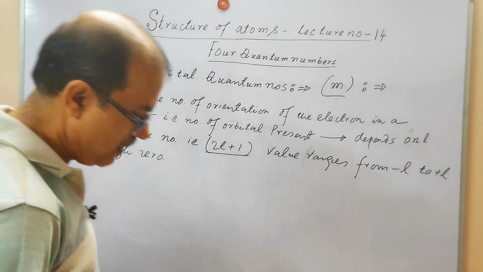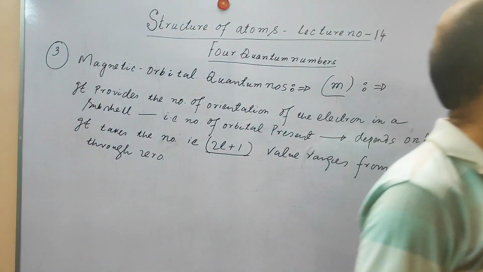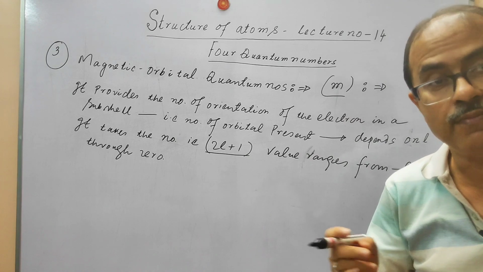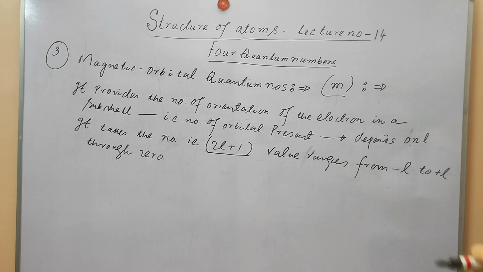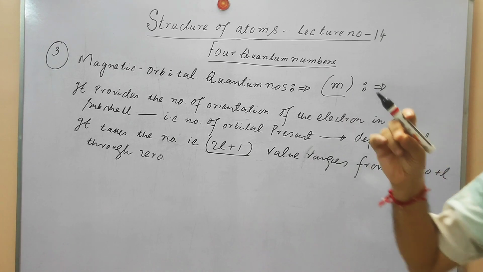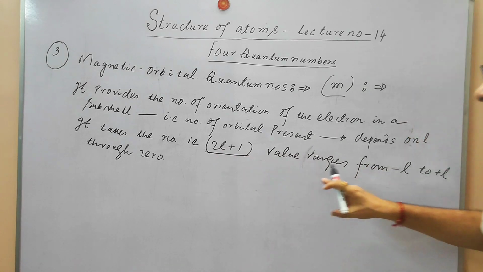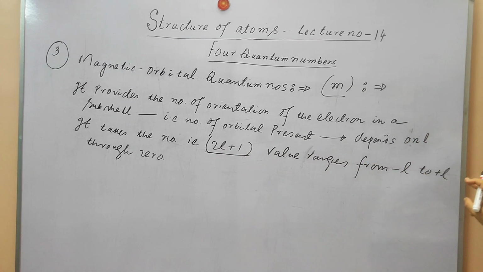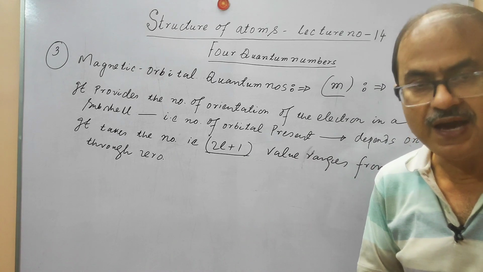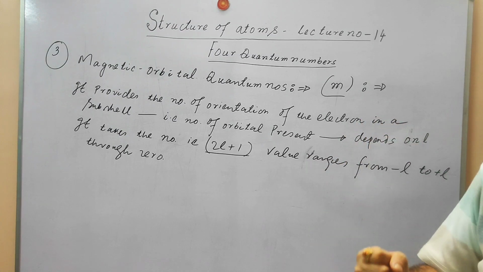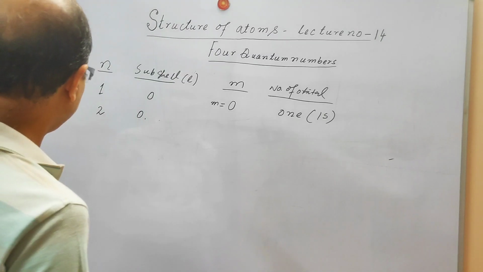So the magnetic orbital quantum number gives us the information about how many orientations an orbital or electron can take, and this gives the number of orbitals present in a subshell. So it takes the value of 2L plus 1, and this ranges from minus L to plus L. Now you see how we can determine the number of orbitals in a subshell.